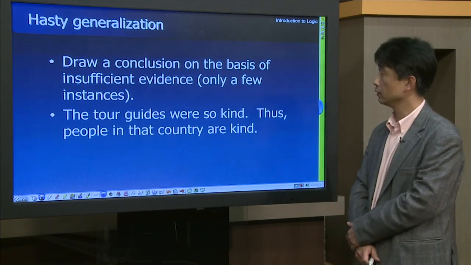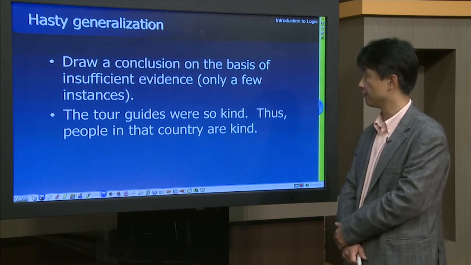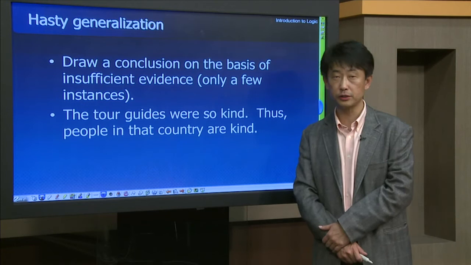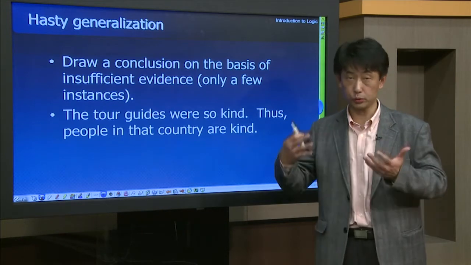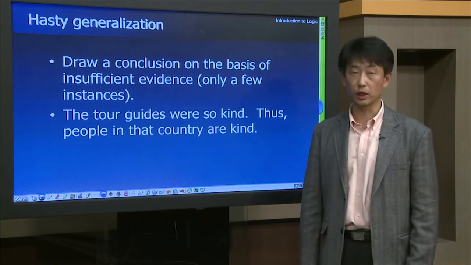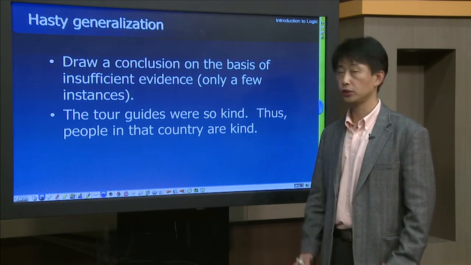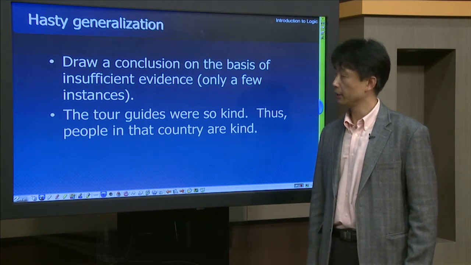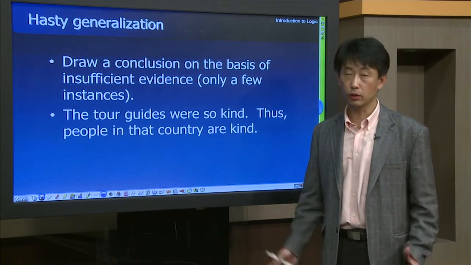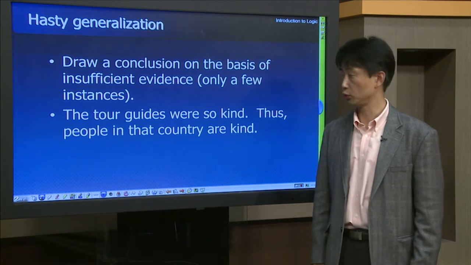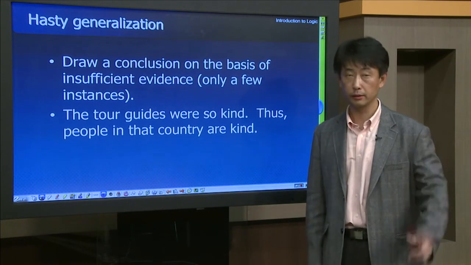Hasty generalization occurs when someone draws a conclusion on the basis of insufficient evidence. Only a few instances. For example, the tour guides were so kind. Suppose you went to a foreign country for sightseeing, and you stay there for several days, and the tour guides that you met were all so kind. And you come back and report to your friends that, therefore, people in that country are kind.